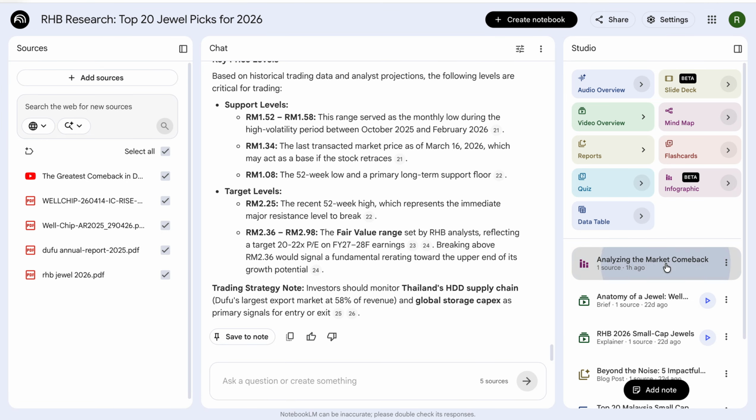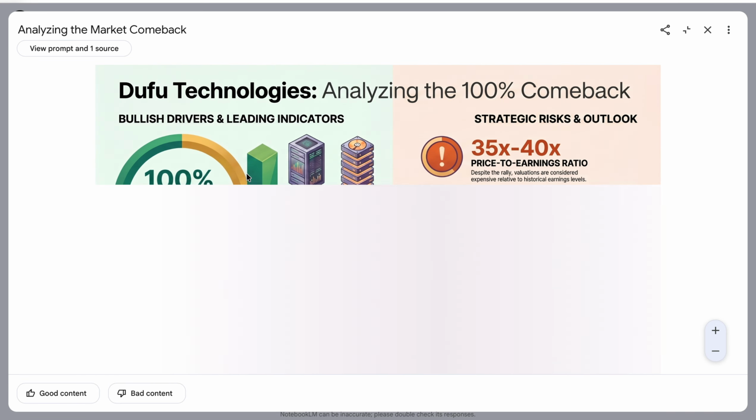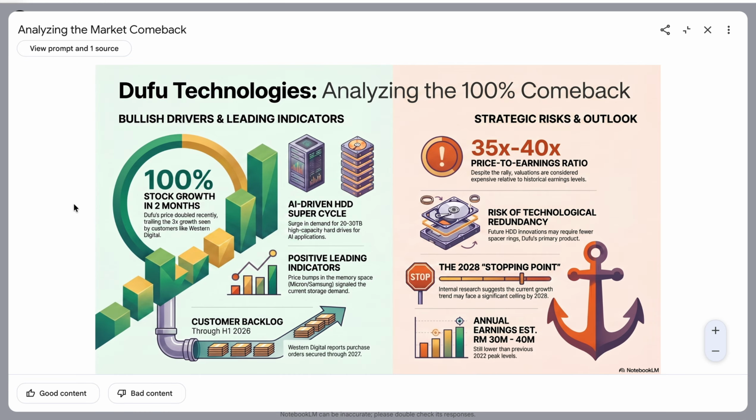And I've also asked it to come up with an infographic to analyze the YouTube video, to summarize the YouTube video which talked about Dufu, and it came out with this. So of course you have to check your sources again.